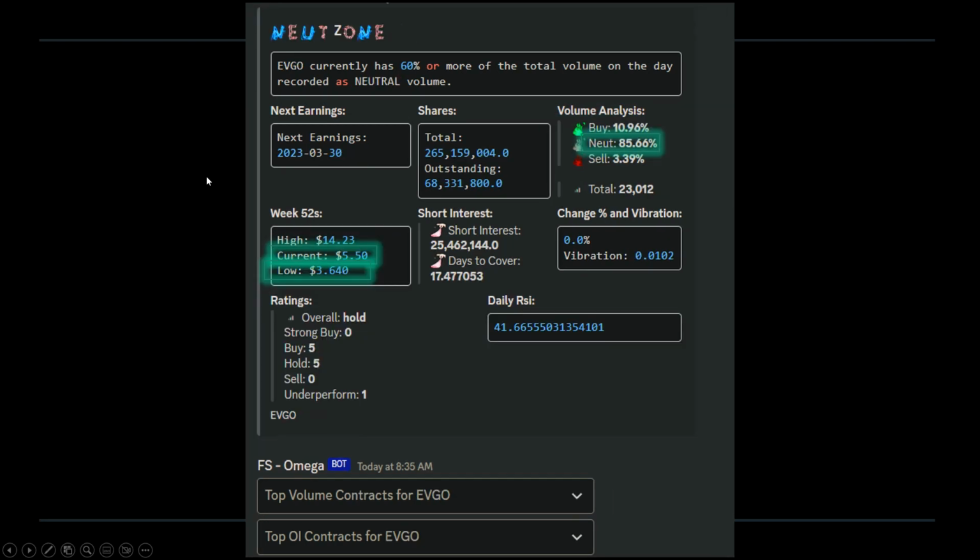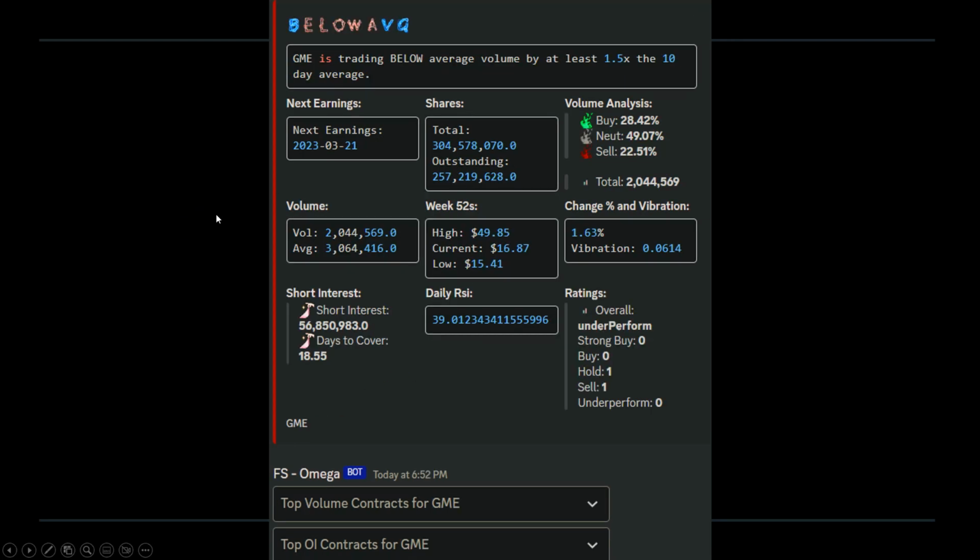Then we have the neutral zone channel, which is going to be just like fire sale and accumulation, except this one is going to be 60% or more of the total volume on the day recorded as neutral volume. So again, same data metrics, looking at the current price versus the low or high. This one is leaning more towards the low side. Daily RSI is just about in the middle. Overall rating is also hold. So that all lines up. Makes sense. And then you get the top volume and OI contracts as well in this channel.